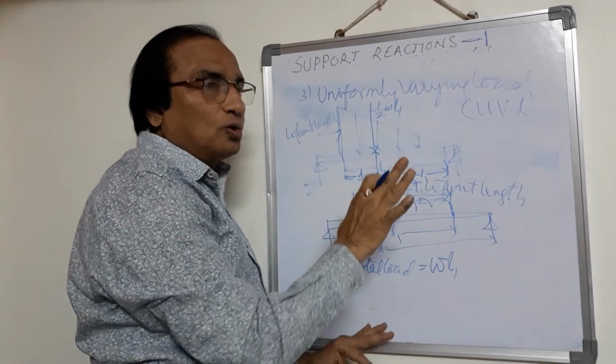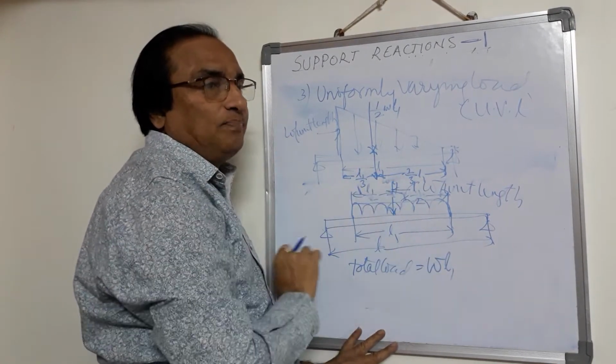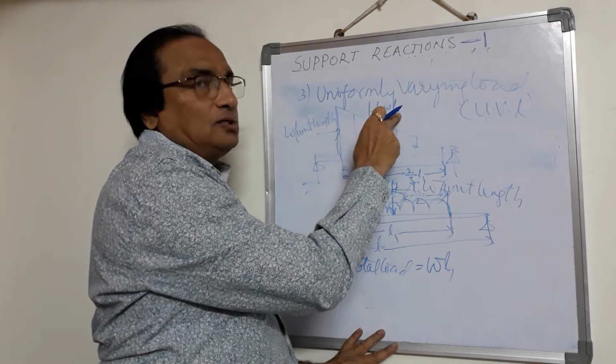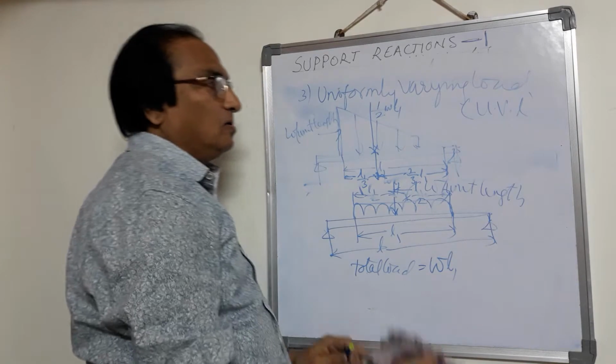This is the total load. Total load is nothing but the area of the diagram. So here we have a rectangle, B into D. Here we have a triangle, half into base into height, acting at the centroid. These are the three types of loading we will come across in this topic.